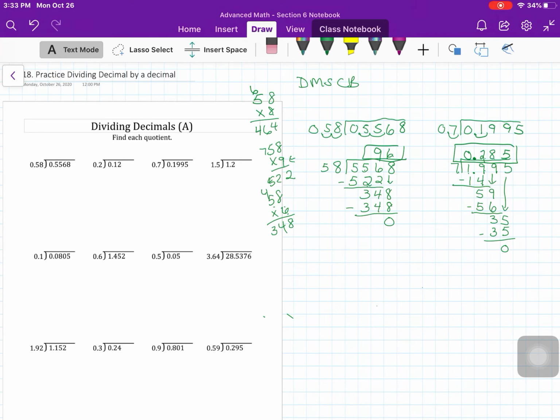Oh, it looks like we skipped one. We'll go back to this one here. We'll number this one 1 and this one number 3. We'll number this guy number 2 down here. So we've got a 0 and 2/10 as a divisor. And we've got a 0 and 12/100 as a dividend.